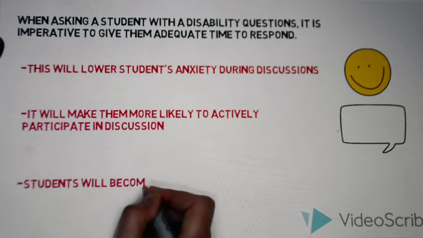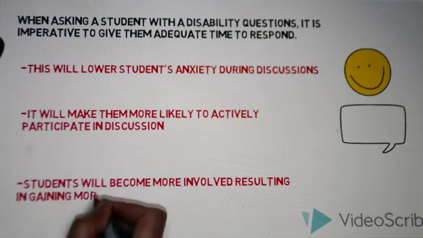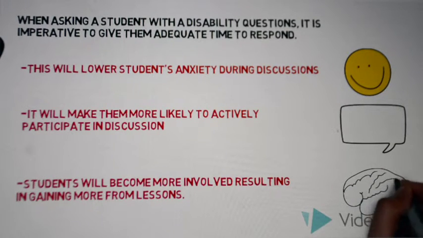And they will learn more information because they're able to participate in those discussions simply because the teacher gave them more time to think about questions and thus putting less stress on their brain to process the information.